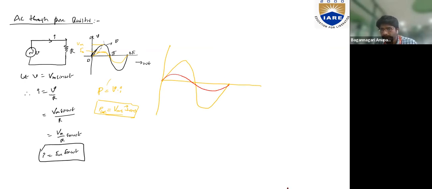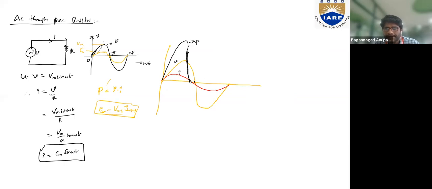Suppose, what will be the value of power now? In simple sense, we can say that since voltage and current are positive, definitely the power will remain positive, right? The magnitude of this is power, this is voltage, and this is current, right?